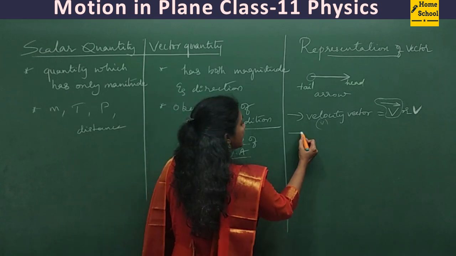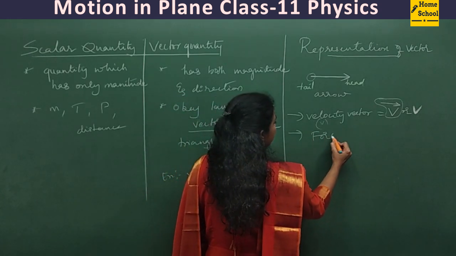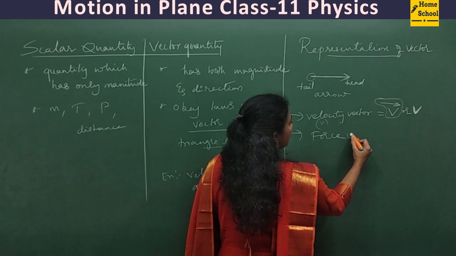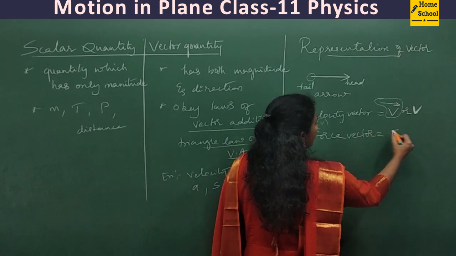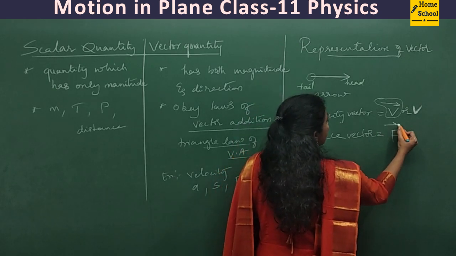Say for example force. Force is a vector quantity. For force vector, how do you represent? What is the symbol for force? F. So above the symbol, just an arrow.